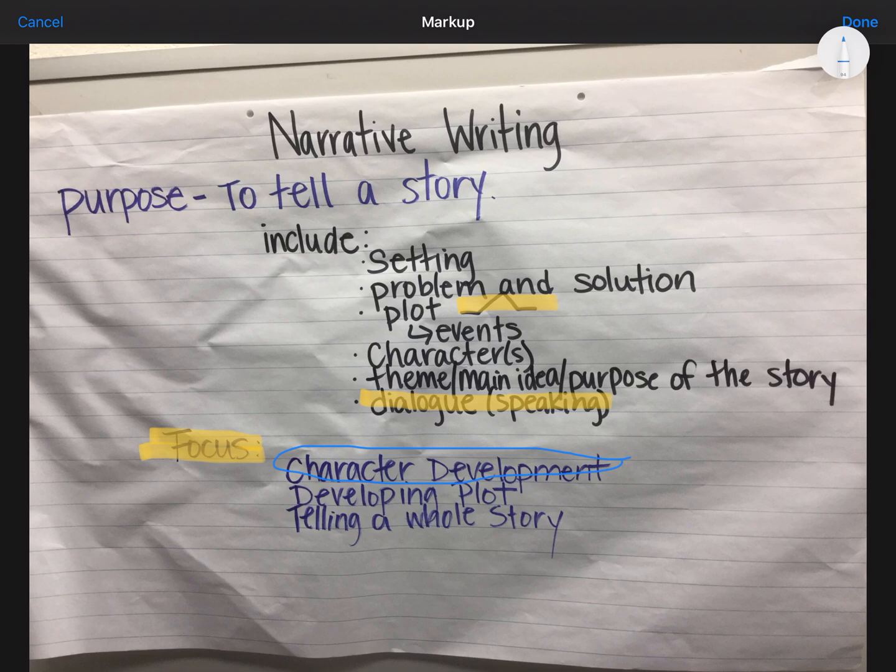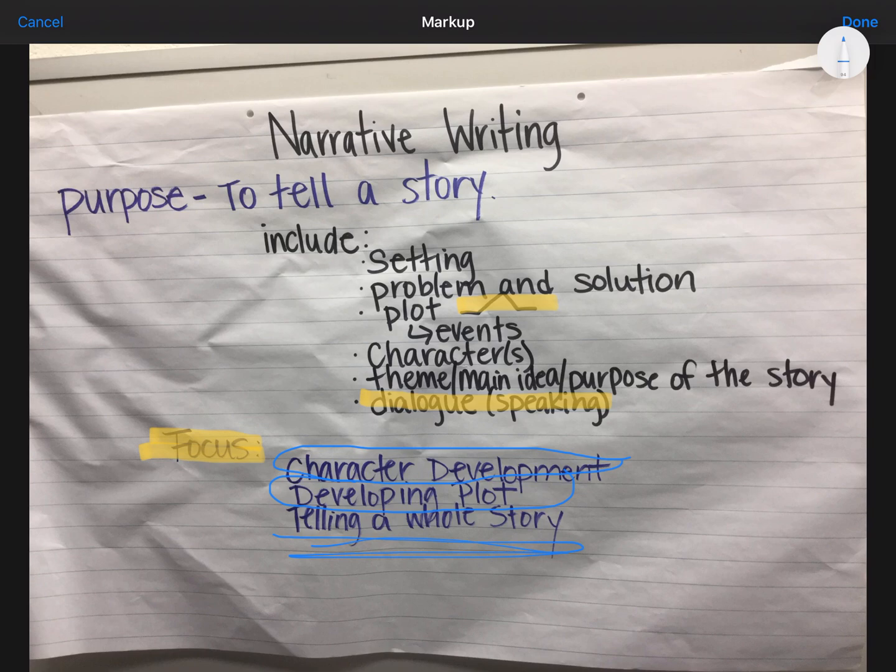We are also going to develop a plot. We've all watched those movies that when you're done watching the movie, you think to yourself, what did I just watch? What just happened? Nothing happened, right? And it feels like you just wasted an hour and a half of your time watching nothing. We do not want that for our stories. That happens sometimes. You tell a story, but not a lot really happens in that story. So we want a really good plot. And by doing that, we're going to tell the whole story. We're going to tell an entire story, beginning, middle, and end.